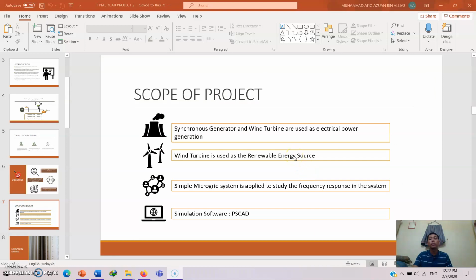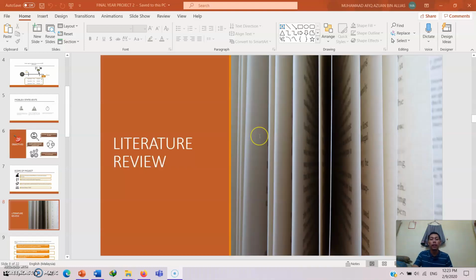Okay, the scope of this project is that we use a synchronous generator and wind turbine, because to study the inertial response and frequency regulation, a synchronous generator and wind turbine are commonly used to see the direction of the inertial response. The RES that we use is a wind turbine. A sample microgrid system is applied to study the frequency response in the system. The software used for the simulation is PSCAD.